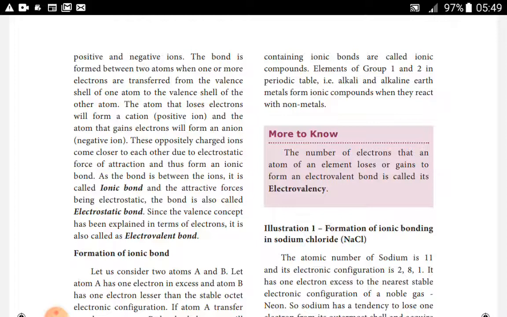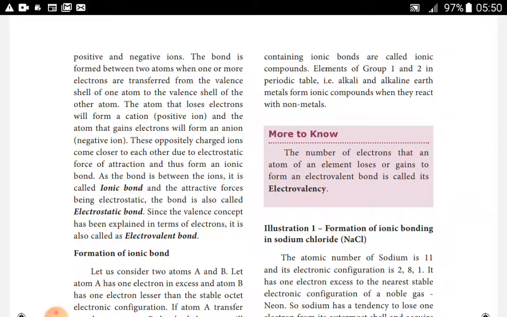earth metals. So these alkali and alkaline earth metals form ionic compounds because their atoms are ready to donate, ready to lose electrons from their outermost shell. So they are going to be electropositive in nature, also called electropositivity.